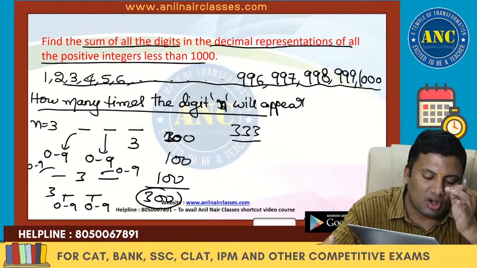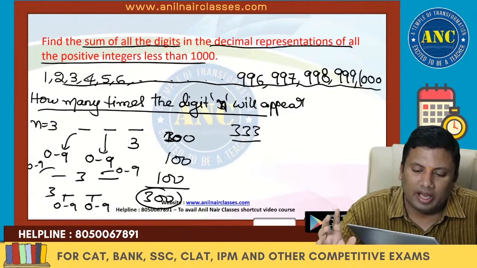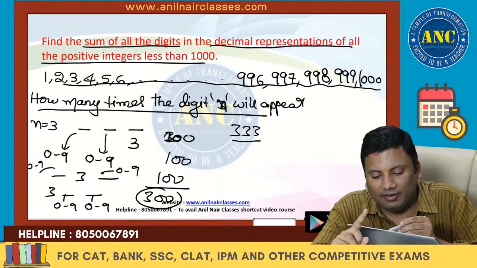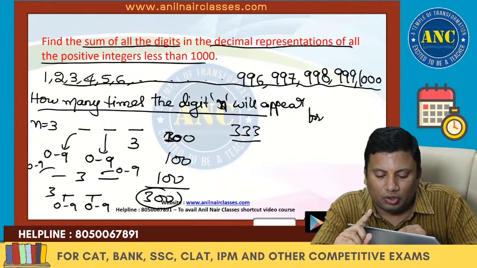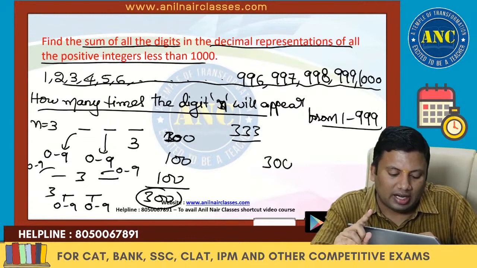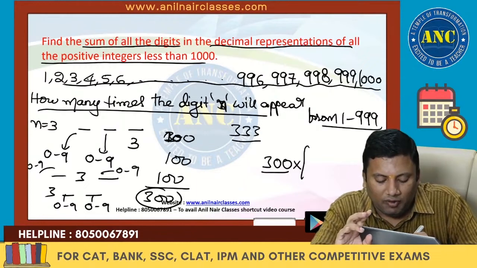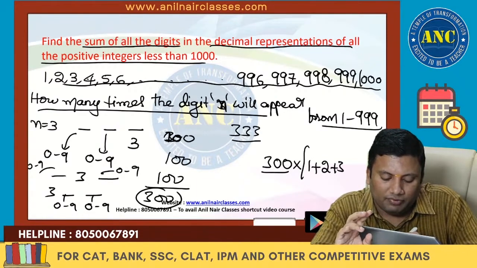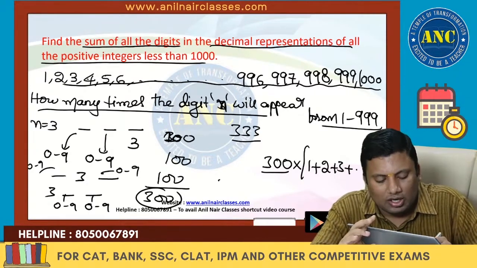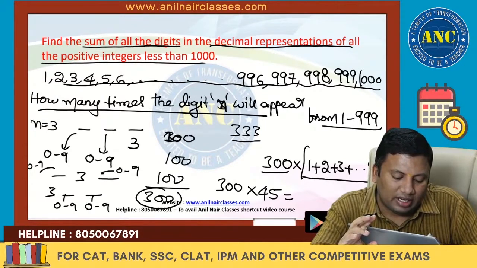Any single non-zero digit will appear from 1 to 999, how many times? 300 times. Which digits? 1 can appear, 2 can appear, 3 can appear, up to 9. If I take 0, it is 0 into 300, which is 0. So the answer is the sum of all the digits, 300 into 45.